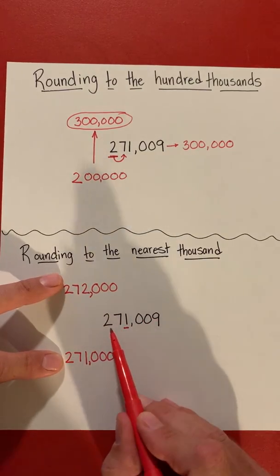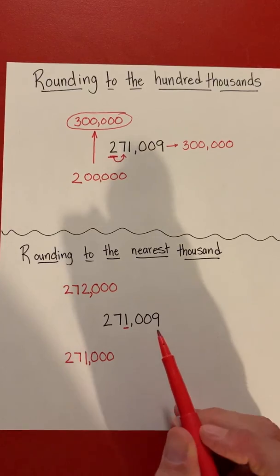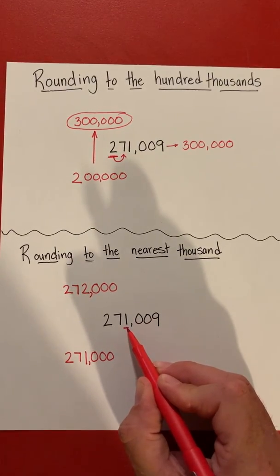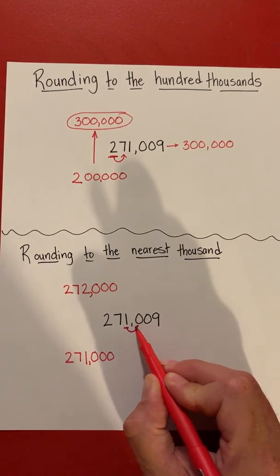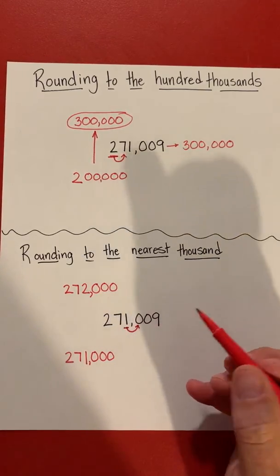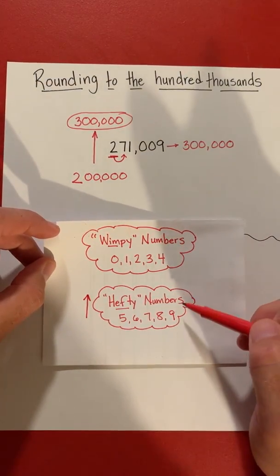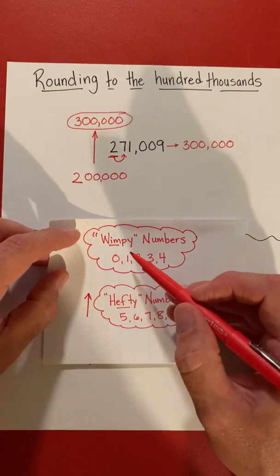We found where 271,009 comes in between. Well, now we're going to look at our 1 that we underlined. This is the number we want to round. And we're going to look back at its friend, 0, and we're going to figure out, is 0 wimpy or hefty? Well, we can see 0 is in the wimpy column.